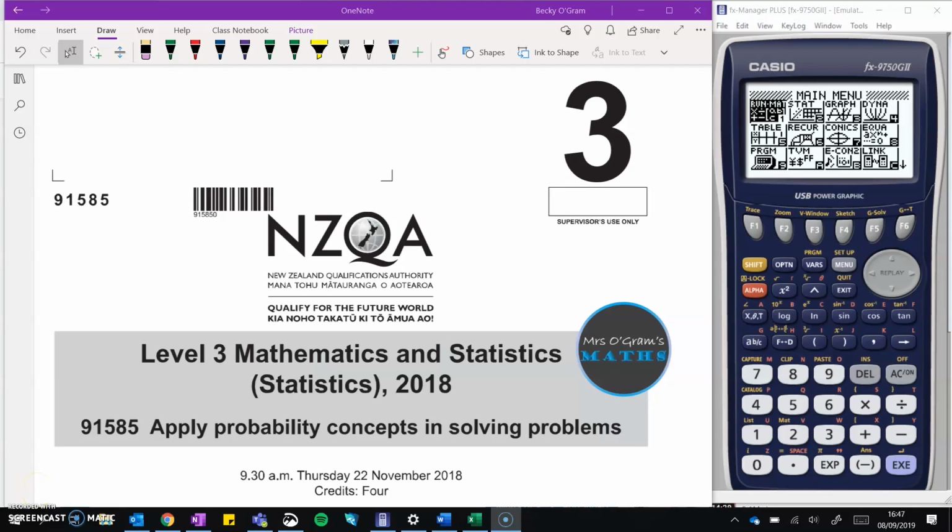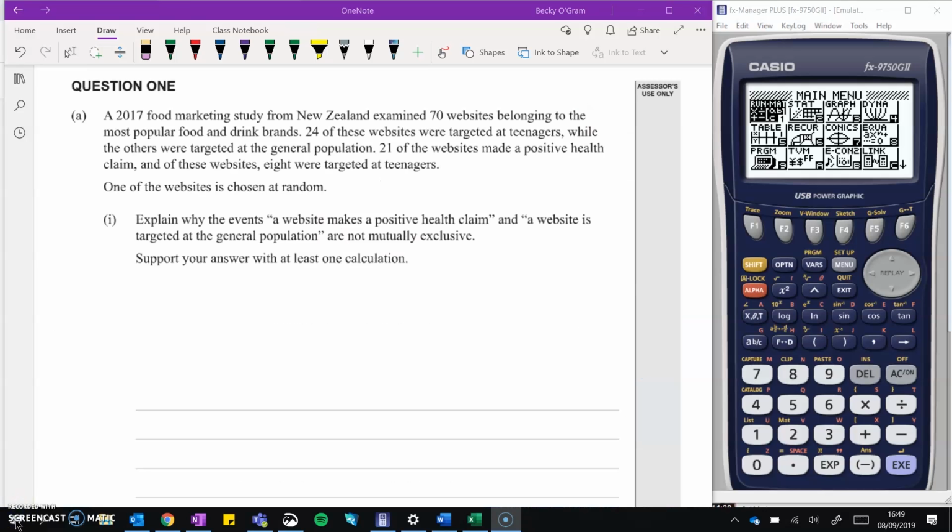O'Graham's Maths. This is a worked solution video for the Level 3 Probability Concepts paper from 2018, which is Achievement Standard 91585. One that is about some information on targeting of websites. So just pause the video and have a read if you haven't already.